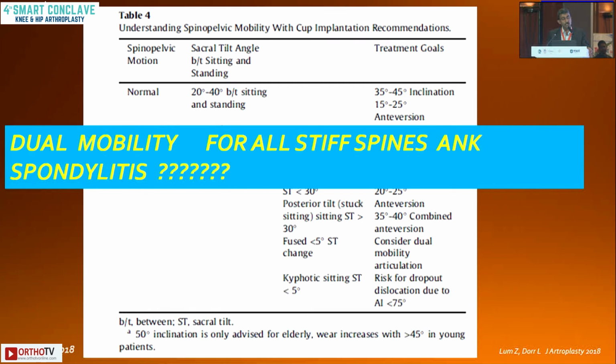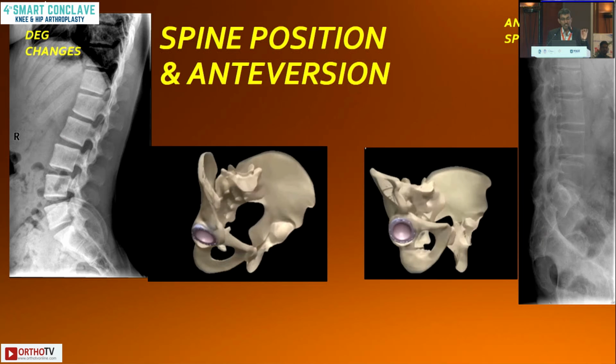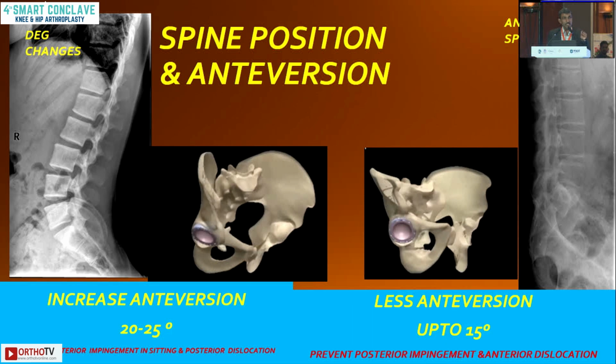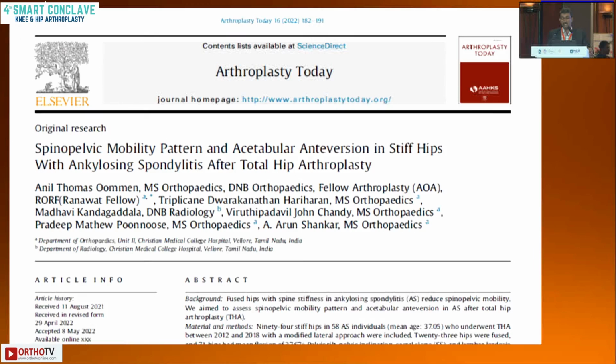Now, the recommendation has gone on to say that dual mobility is the safest bet for all these situations so that you reduce the risk of dislocation. A few more slides, please. In a nutshell, you have to increase the anteversion by 20 to 25% within the normal limits where there is a persistent lumbar lordosis, and make a minimal decrease in anteversion where there is a stuck sitting position.